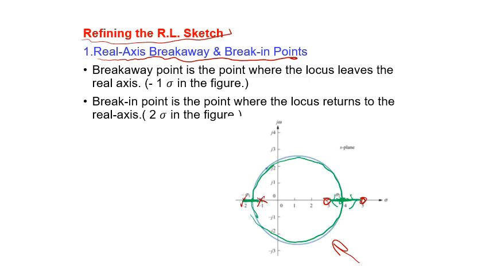Now, my point, or what he meant by break-in and breakaway: a breakaway is the point where the poles are going to meet when they are moving. So it's moving this way and this way, and they are going to meet at this point. This point is what is known as a breakaway. And this point is called the break-in. Now, how to calculate the break-in and breakaway, that's what will be seen in the next slide.